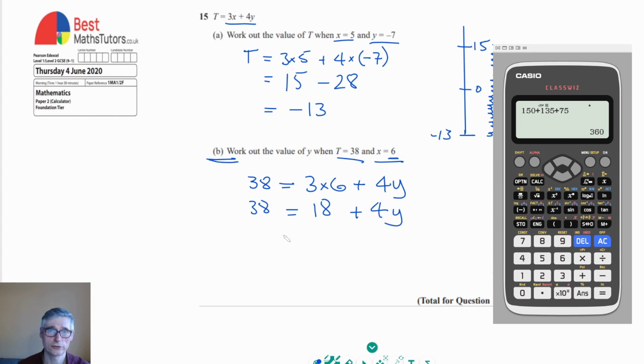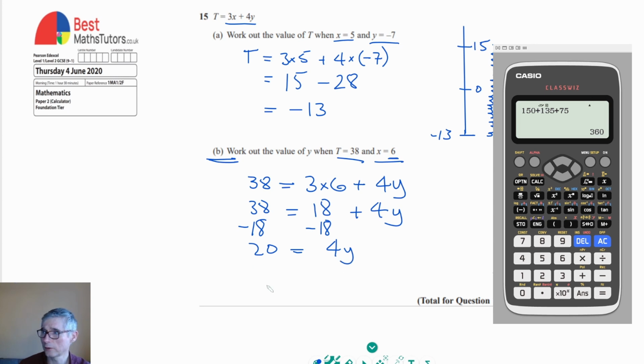Now I'm going to solve the equation by balancing it. That means by doing the same thing to both sides of the equals. So I'm going to get rid of this 18 by taking it away. So I've got to do the same there. And what I'll end up with is 38 take away 18 is 20. The plus 18 and the minus 18 cancel each other out. So we're just left with 4y on that side.